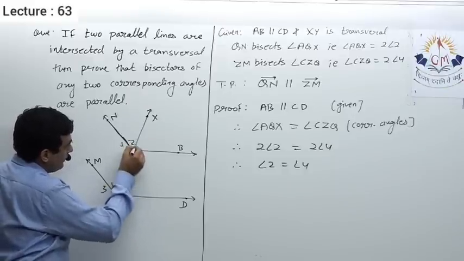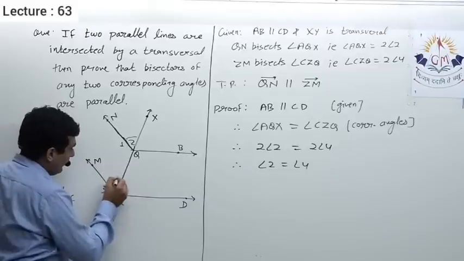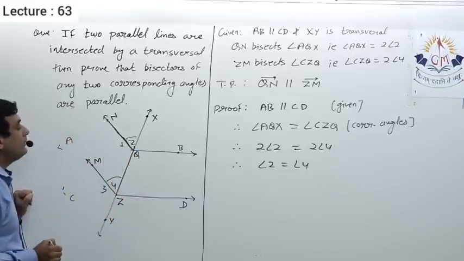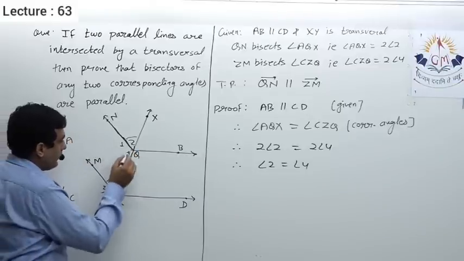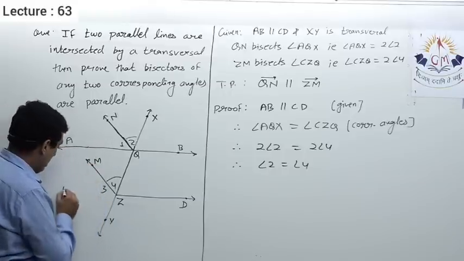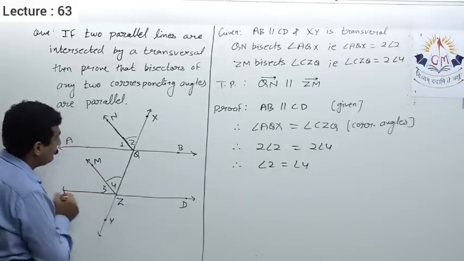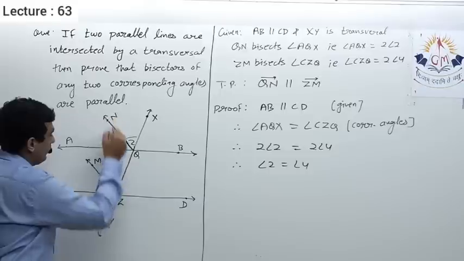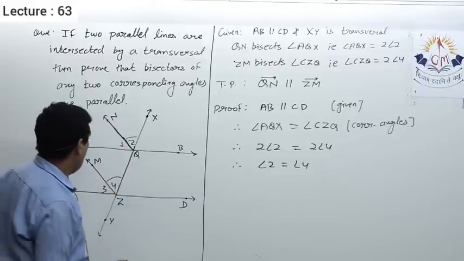If I extend this, these two are the corresponding angles which are equal, and as the corresponding angles are equal, definitely we can say the lines will be parallel. So we'll get to know that QN is parallel to ZM.